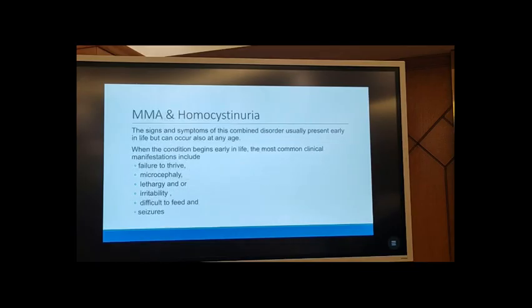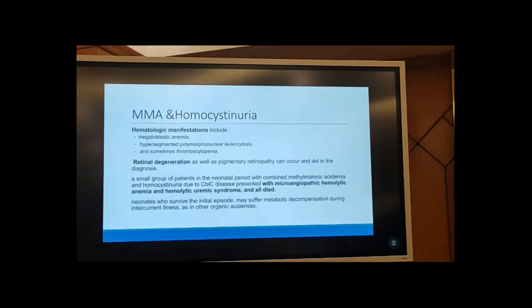So what are the signs of methylmalonic acidemia and homocystinuria? They include failure to thrive, microcephaly, lethargy, seizures, etc. The hematological manifestation, as we have seen, is megaloblastic anemia. Retinal degeneration as well as pigmentary retinopathy can also help in the diagnosis. Sometimes patients with homocystinuria and methylmalonic acidemia can present with hemolytic uremic syndrome, and this is due to cobalamin C deficiency. If they are not properly diagnosed, they will die, and all die in general. Those who survive the initial episode are, of course, left with severe neurological sequelae.